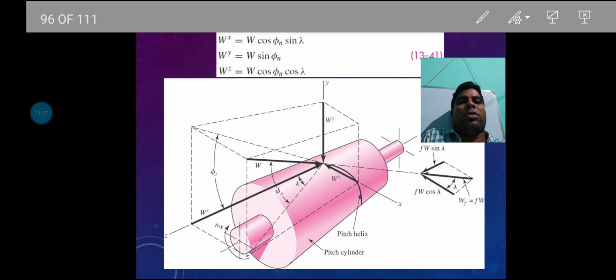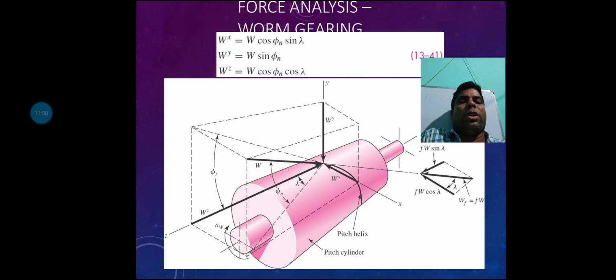And this is the case of worm gear analysis. In worm gear analysis, similar to that of the helical gear, some empirical formulas are also used, and that is Wx, the load along the x-axis, equal to W into cos phi n into sin lambda.